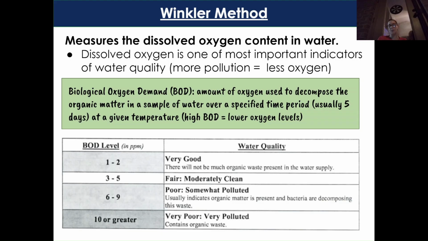The more bacteria in the water, the higher oxygen demand and the lower oxygen levels. So if you have a really high BOD, that means low oxygen levels in the water. So if you have a BOD of 10 or greater, your water is very polluted with a lot of organic waste that is being decomposed. If you have a BOD level of 1 to 2, it is very good water quality. Moderately clean is a BOD of 3 to 5. 6 to 9 is, you're kind of polluted.